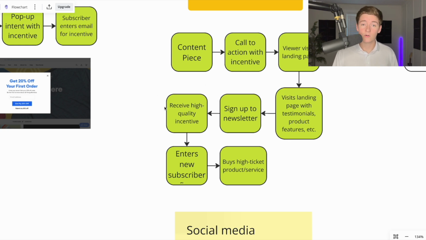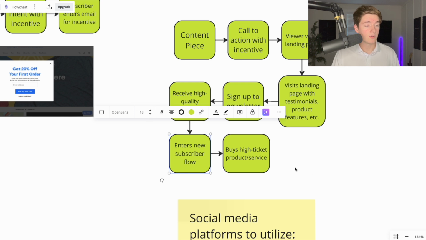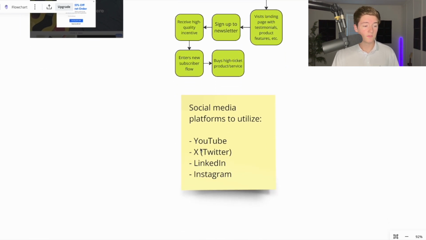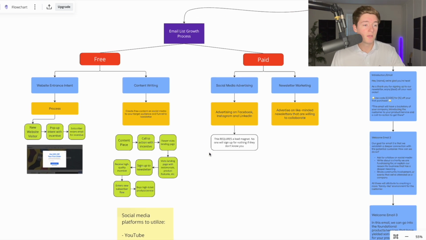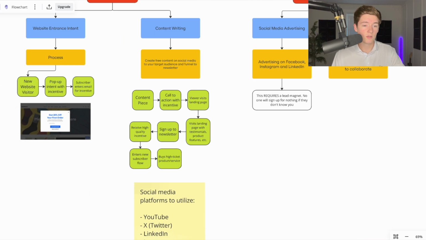They sign up to your newsletter and receive a high quality incentive, like a 7-page cheat sheet and outreach templates. You guys get that from day one when you sign up for my newsletter. Then this enters a new subscriber flow, and hopefully they buy the high ticket product or service that the company you're working with is selling. And like I said, here are the main social media platforms that you can use. And then we'll go over the new subscriber flow over here.